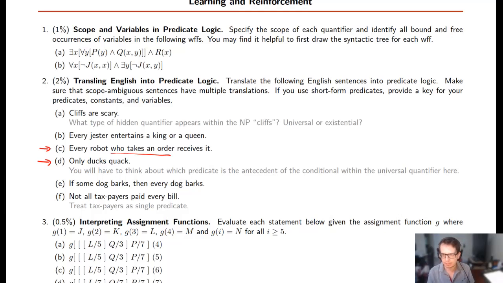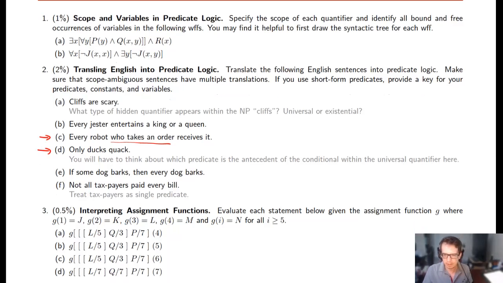So every robot who takes an order, every order taking robot. So you have to figure out how to deal with taking an order, since that is another predicate and an order is a noun phrase, but it works similar to how adjectives work. And then the rest are things that you've seen before.